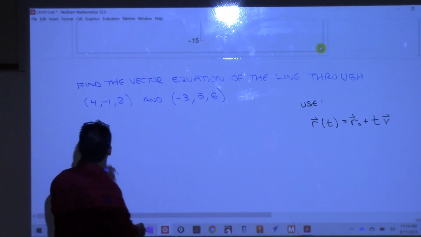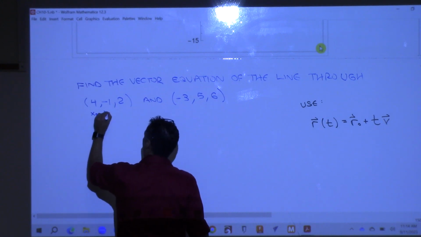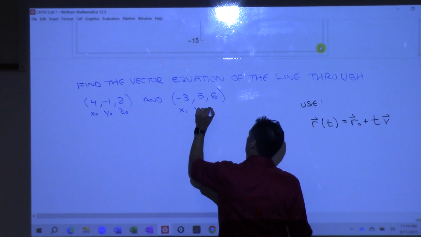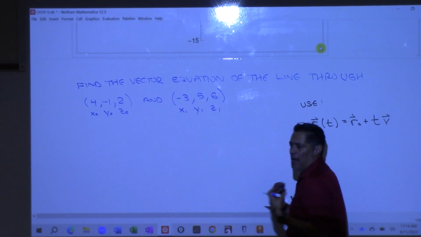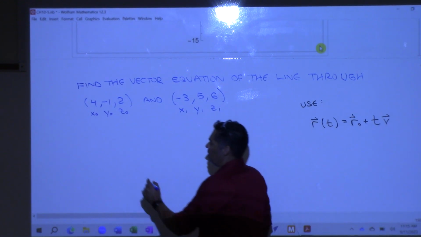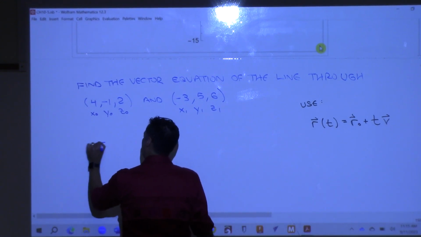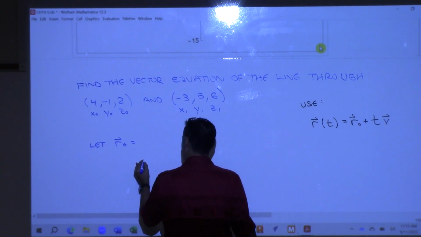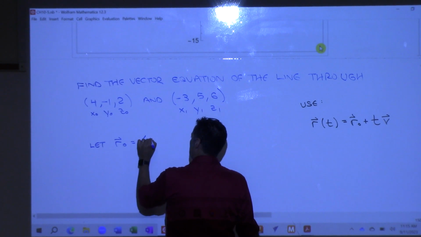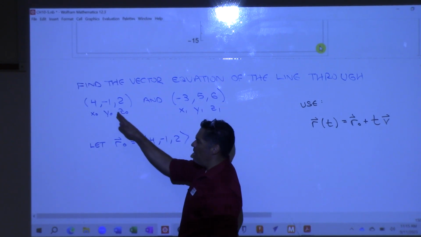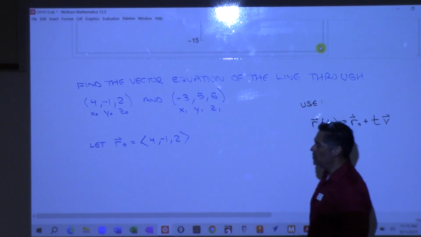So I'm going to choose to label this one x naught, y naught, z naught. That's my choice. And then this one, x1, y1, z1. Okay, that's just my freedom of choice there, right? Okay, so with that, I'm going to let r naught be equal to that vector that goes from the origin to that point that I've chosen as my starting point on the line.